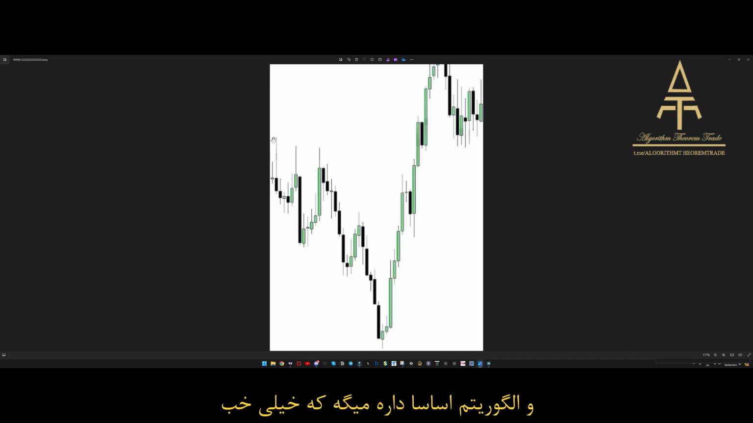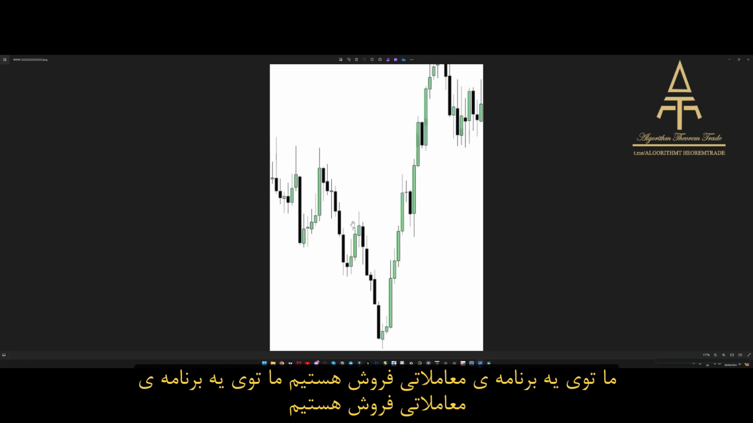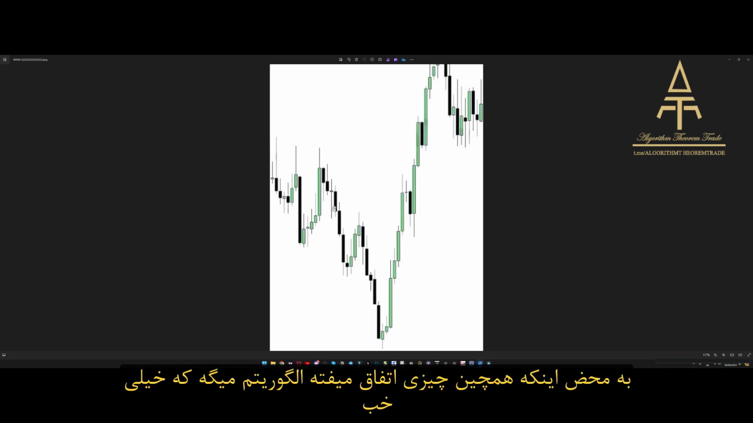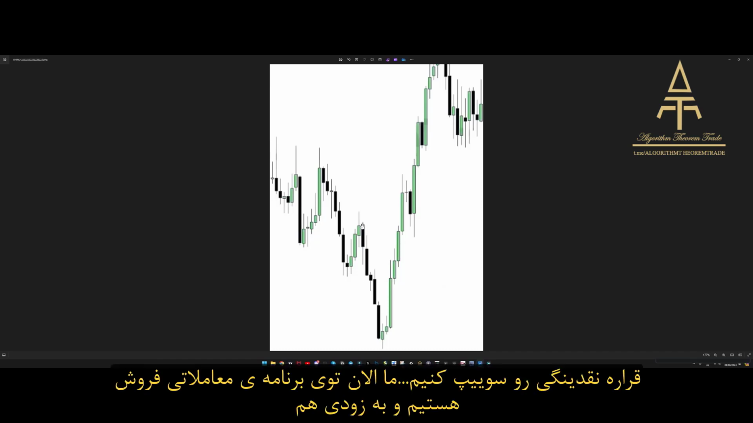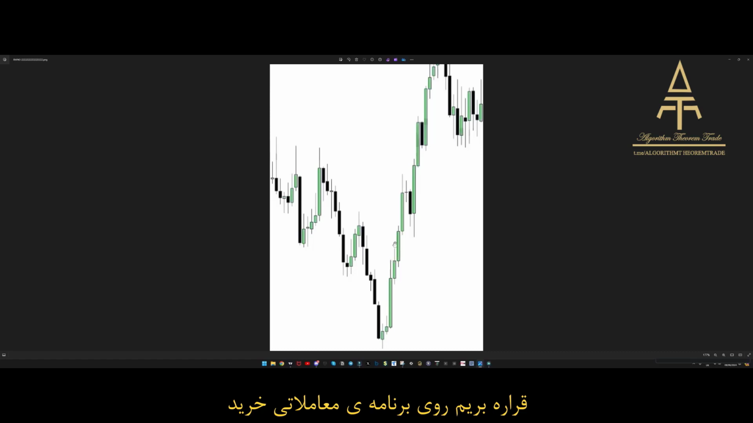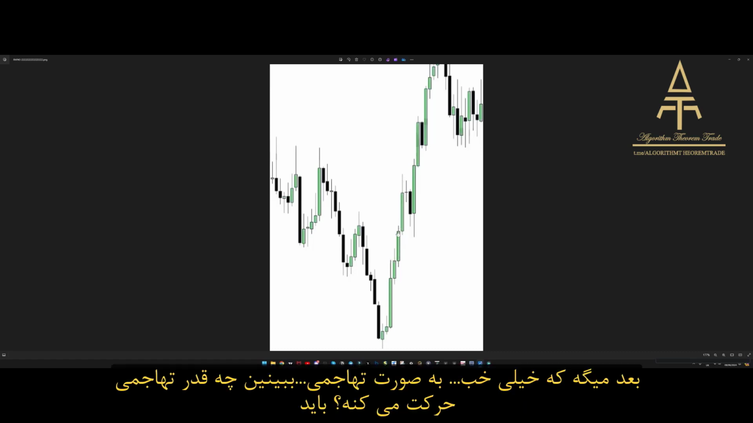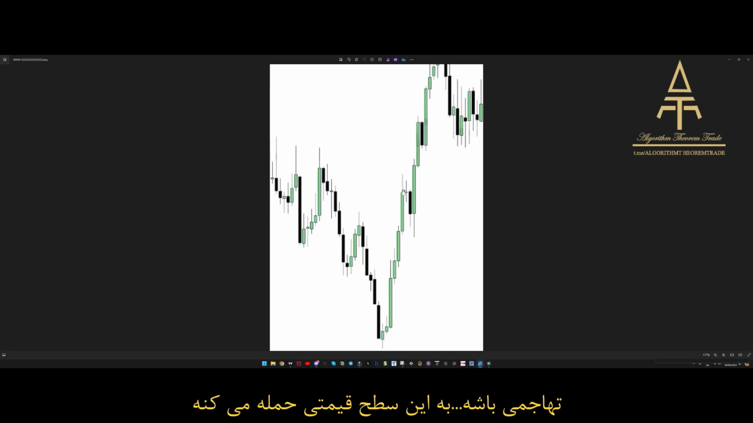And the algorithm is basically saying, okay, we're in a sell program. As soon as this starts occurring, it's the algorithm saying, okay, we're going to sweep liquidity. We're in a sell program. We're going to change into a buy program shortly. Okay. Then it says, okay, it's aggressive. Look how it's aggressive. It has to be aggressive.